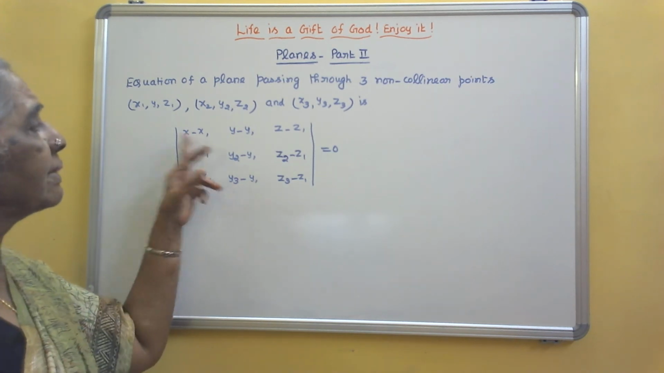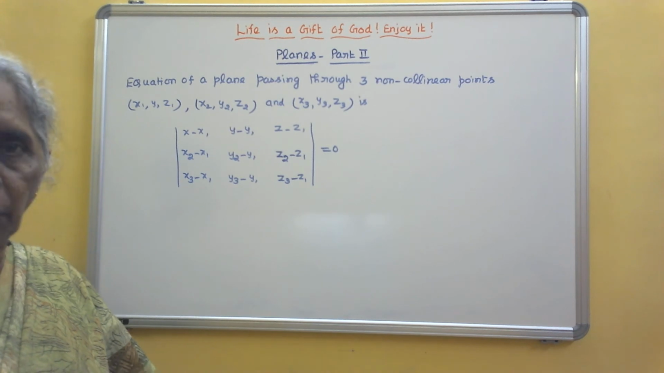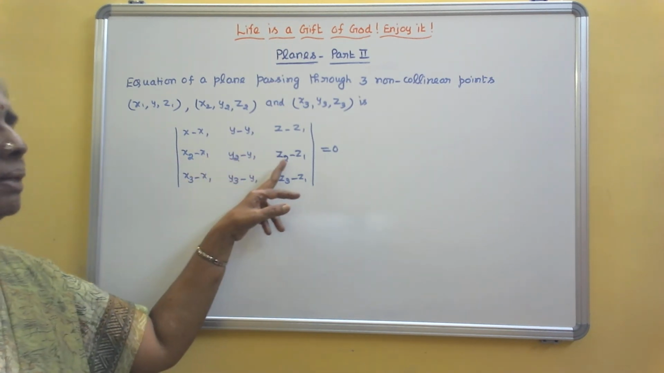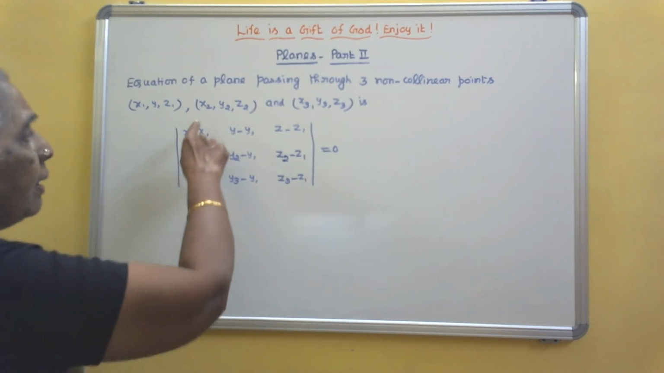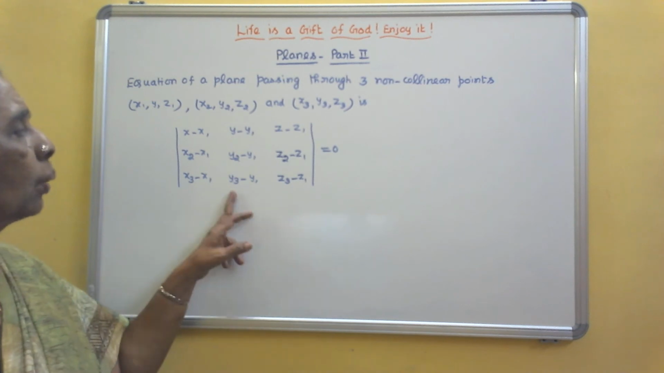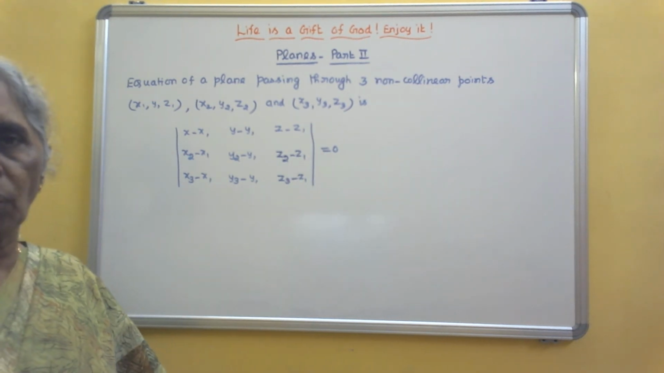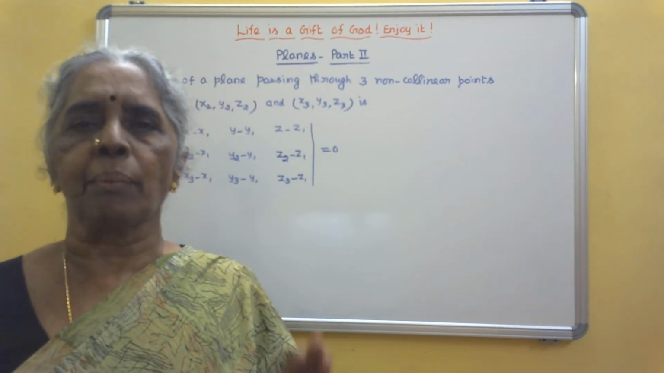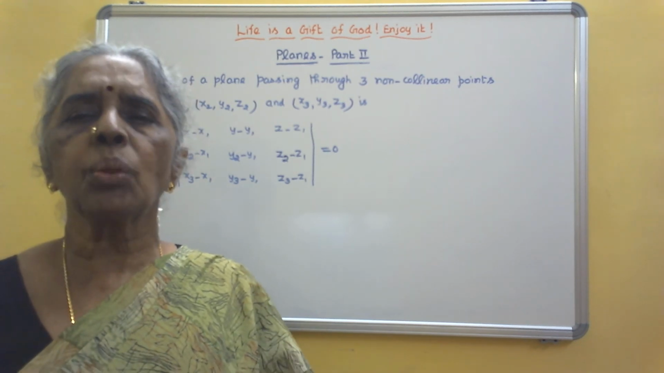So x minus x1, y minus y1, z minus z1. Second row, x2 minus x1, y2 minus y1, z2 minus z1. Third row, x3 minus x1, see everywhere it should be x1 here, y3 minus y1, z3 minus z1 is equal to 0. You have to write is equal to 0, otherwise it is not an equation, remember that. So using this formula, it's a very simple thing. Let us do one sum.